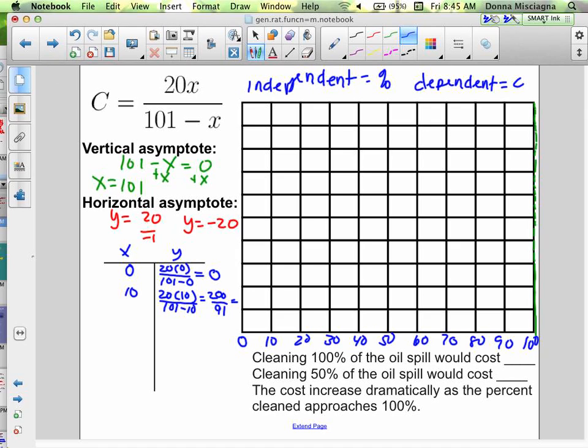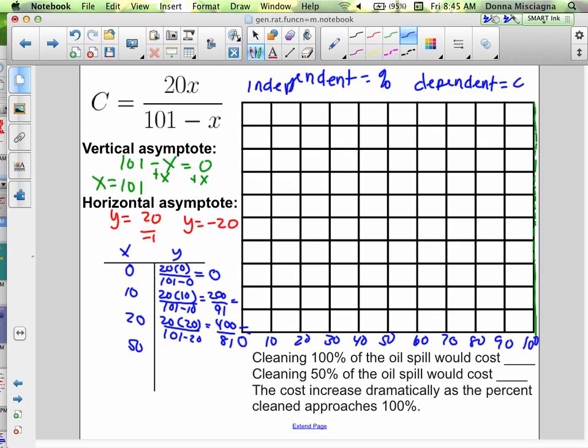And then let's do a little bit more. Let's do 20%. Actually, I was thinking maybe we'll do 25%, a quarter of the job, but we'll stick to 20%. So we have 20 times 20 over 101 minus 20. That's going to be 400 divided by 81. Somebody take care of dividing that for me.